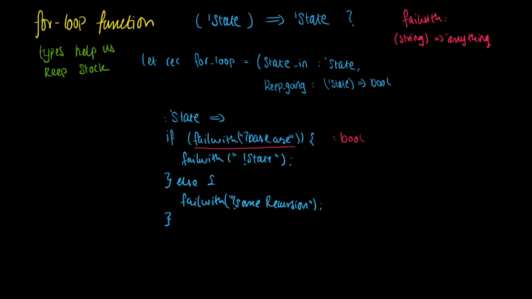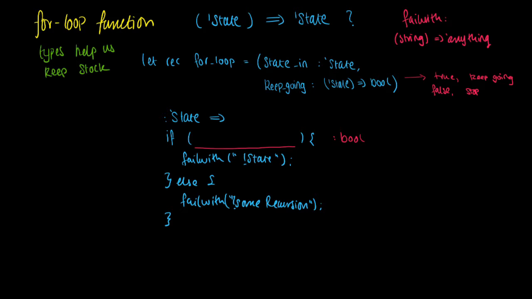It looks at the state, and then evaluates to true if we should keep going, and false if we should stop. It's a function of type state to bool. So let's change the input type for loop and add it in. So we have let for loop take a state in of type state and a keep going of type state to bool, returning a state with the body from before.